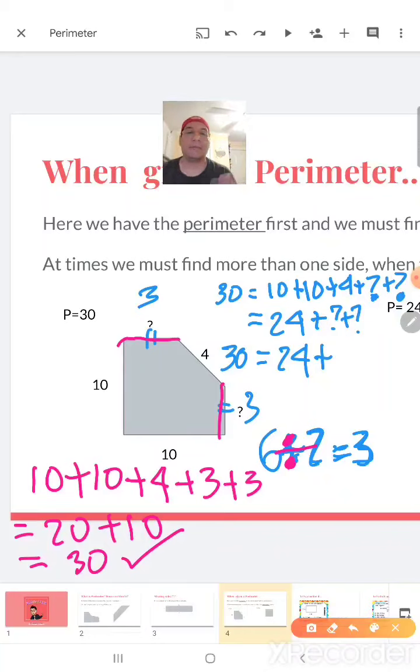That type of problem has 2 opposite equal sides, or 2 sides that are the same and equal, with the perimeter given, which was 30.